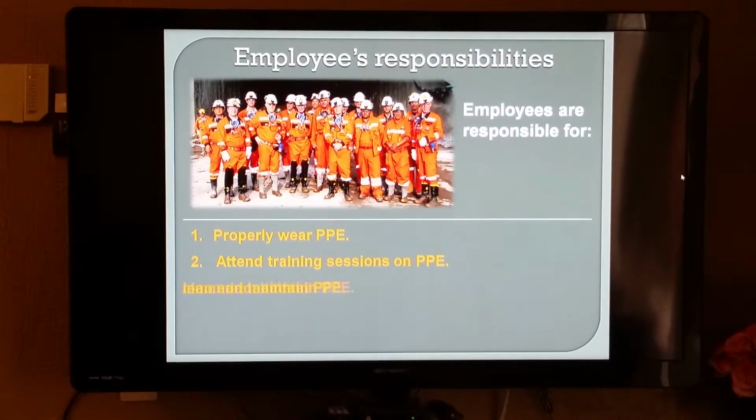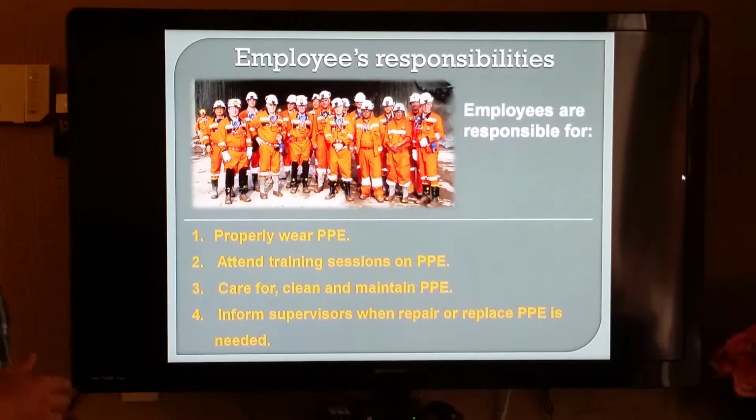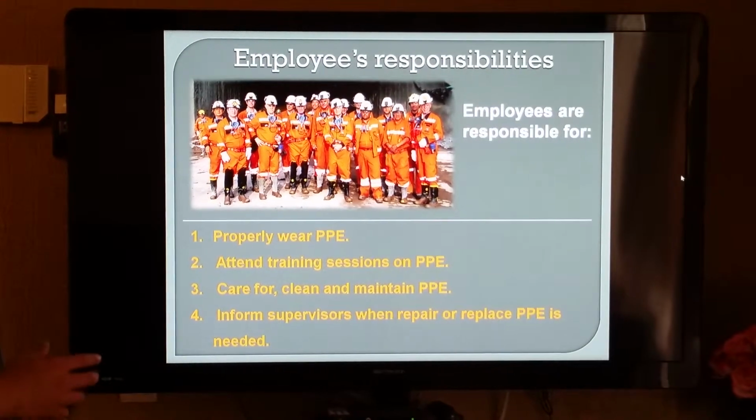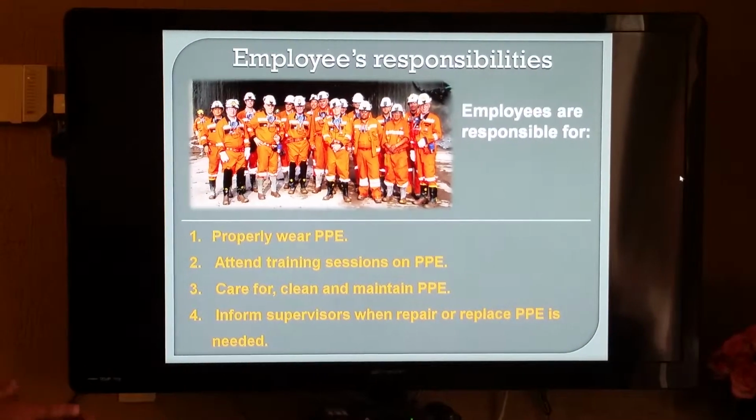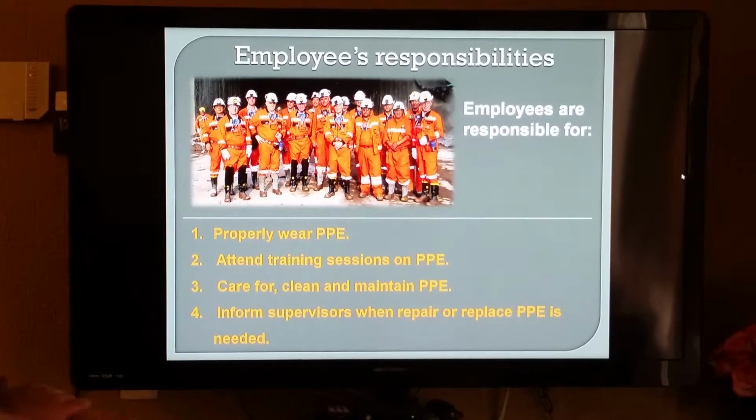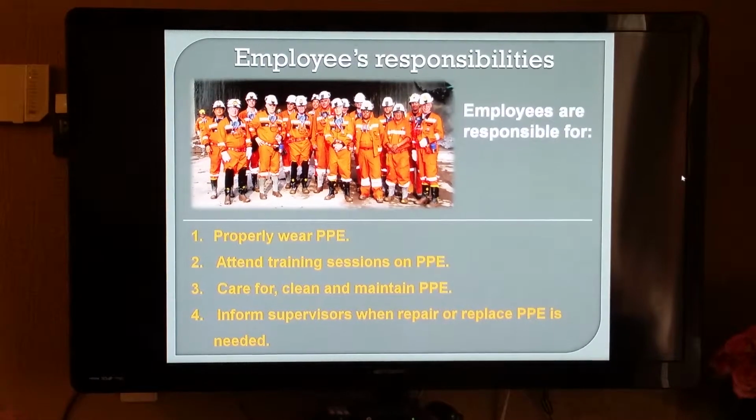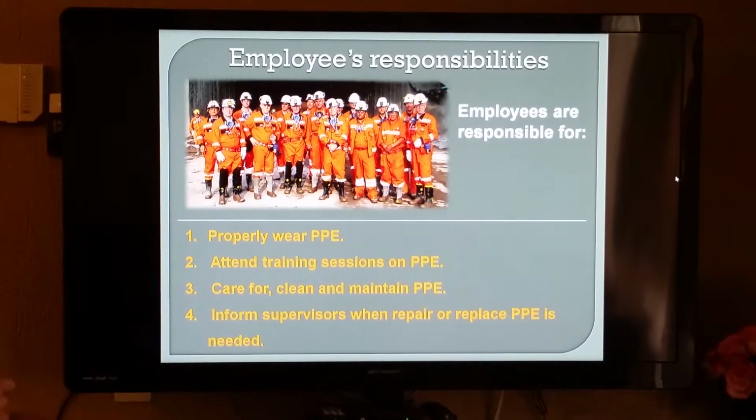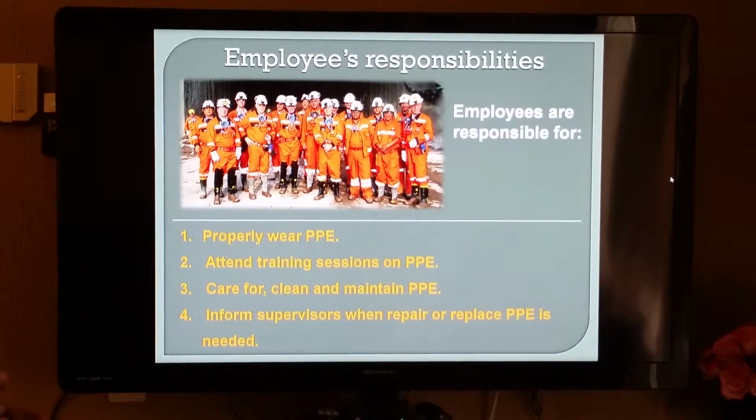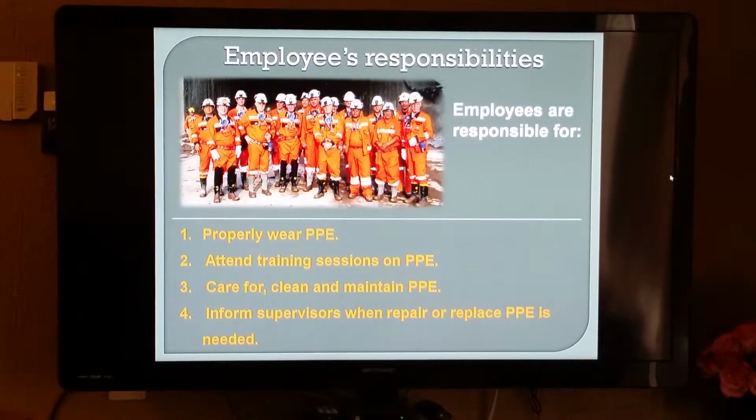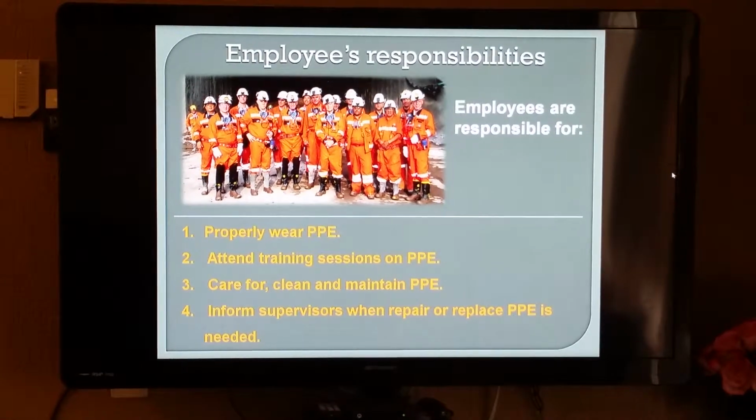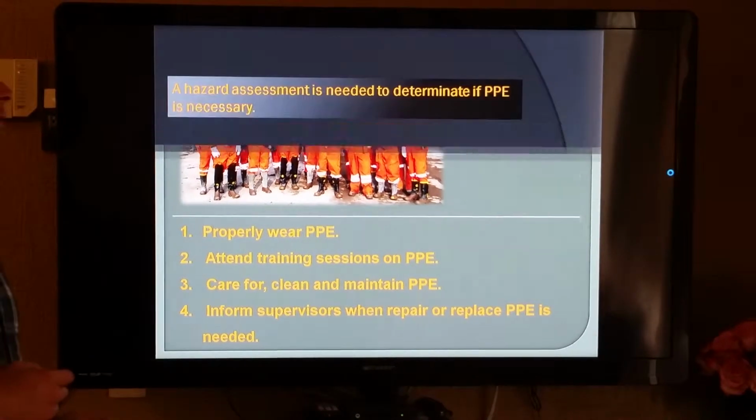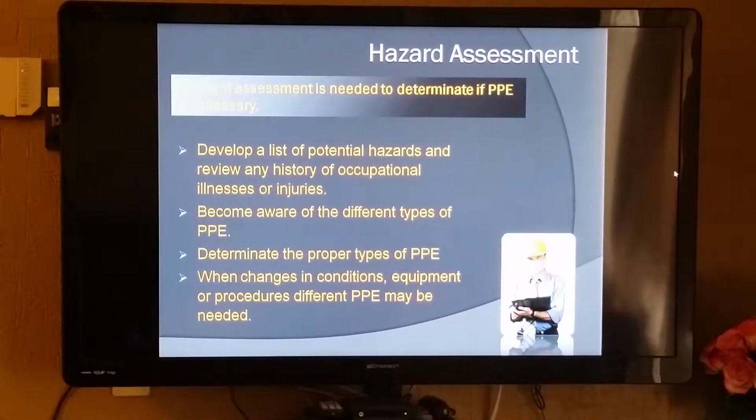Employees are responsible, first of all, to properly wear the PPE. It's very common that employees don't wear the PPE, either because they think it's not necessary or just because they don't want to wear it. They must attend training sessions. They need to care for and clean the PPE, and inform the supervisor anytime they need new PPE or the PPE needs some maintenance.